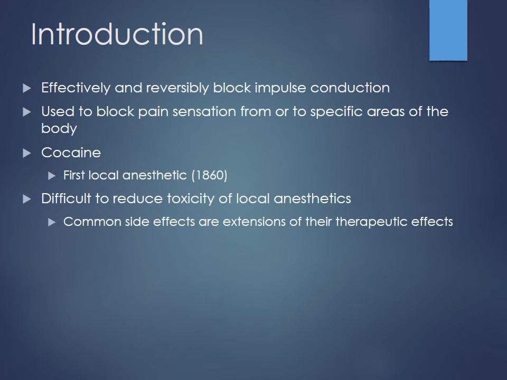Essentially what we want to do is to effectively and reversibly block our impulse conduction. We don't want this to be a permanent feature. We're going to be blocking pain sensation from specific areas, usually those that are going to be painful in the first place. So for instance, if I have a laceration to the finger, I can do a digital block, where I just cut off all nerve transmission from that finger. The patient does not feel pain, and I can do my suturing, or whatever I need to do. You'll find nerve blocks will occur, especially after painful procedures like joint replacements and things like that.